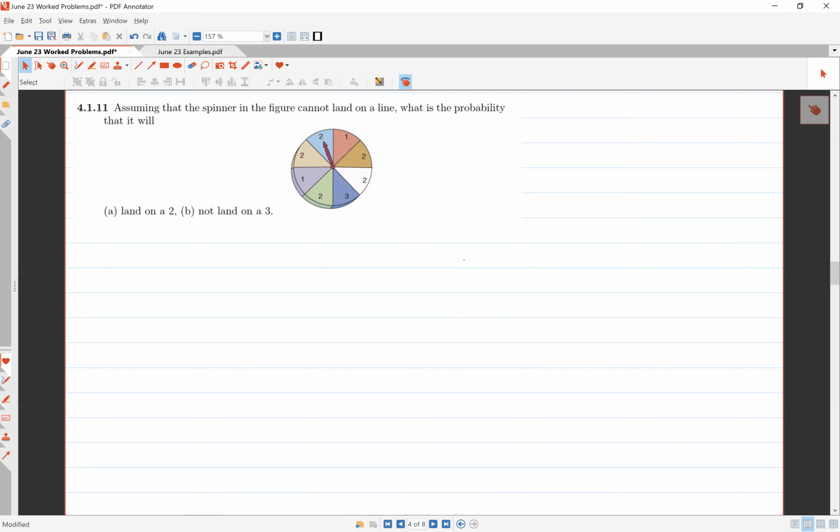Now take a look at the spinner. 2 of the segments are numbered 1. 1, 2, 3, 4, 5 of the segments are numbered 2, and finally 1 of them is numbered 3. So the total number of outcomes that we have here, there are 8 segments to the spinner.